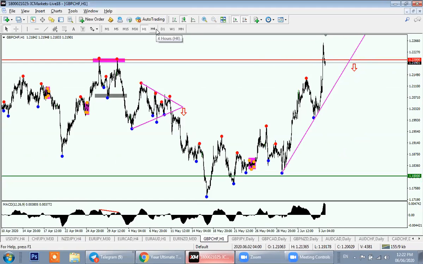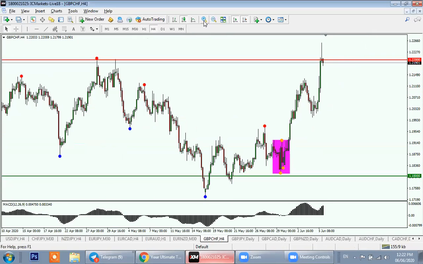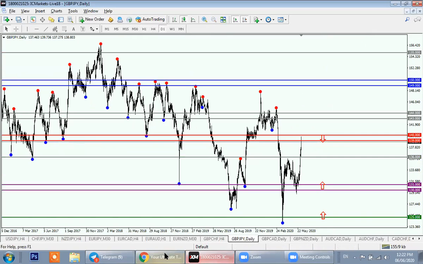But as usual, meanwhile, GBP CHF would be overall bullish, as price is making higher highs and higher lows. That's for our GBP CHF.